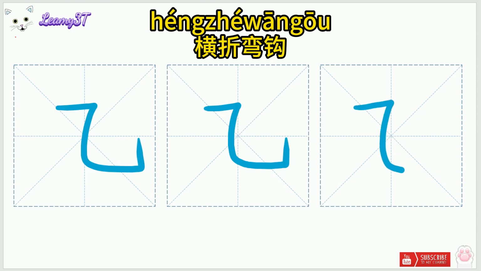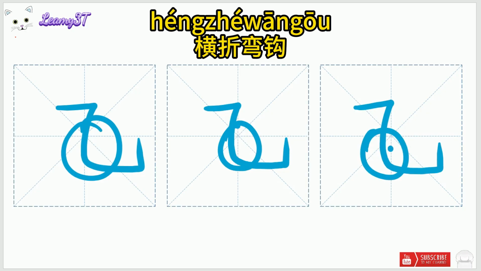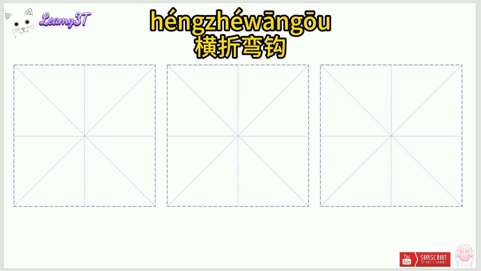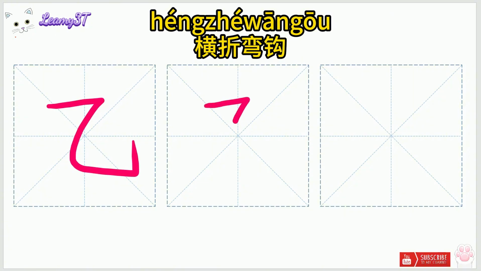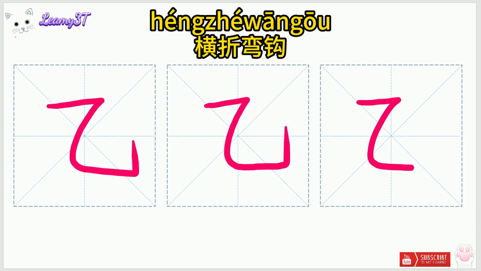横折弯钩. Much better. Now let's get this part to the left a little bit more. Try 横折弯钩. Sorry, my tablet is really smooth. I believe if you are writing on paper, you can do much better than me. 横折弯钩. To the left, 横折弯钩.